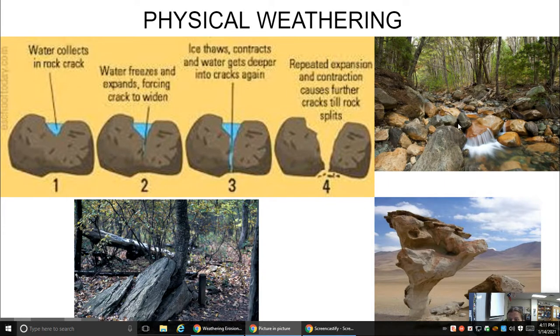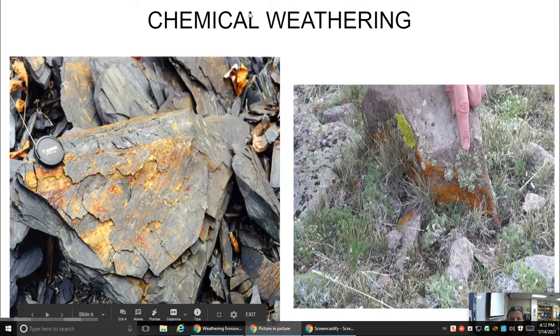So water too can weather rock, especially when there's a lot of rain. We could have the breaking down of that rock. And here you see a tree being wedged by its roots into the rock and breaking it. Here the wind has created this unusual formation by just wind blowing around and breaking down the rock.